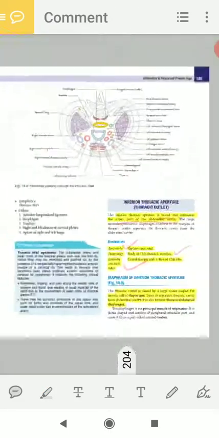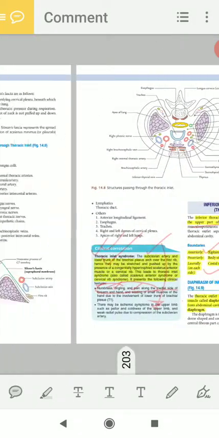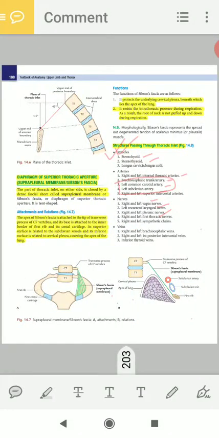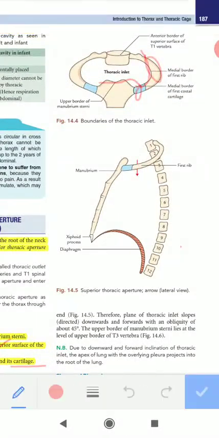So let's see it. What is the thoracic outlet? There's no good picture. So we can see from this picture the thoracic outlet. Okay, anteriorly there will be the xiphisternal joint, posteriorly there is the body of the 12th thoracic vertebra, and on each side there will be the 11th and 12th rib.